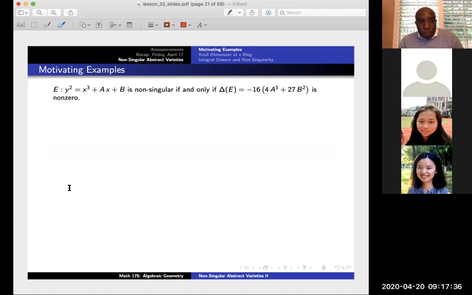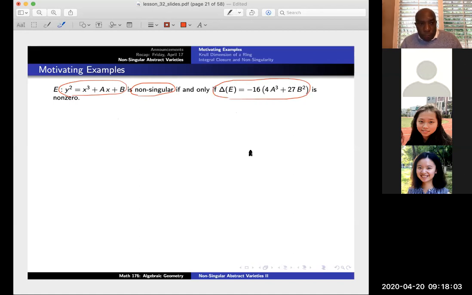So let's see all of this at play and focus very specifically on an elliptic curve. Let's try to make everything very down to earth to see if we understand what's happening. We have here a cubic curve in short Weierstrass form, and we know that this is non-singular if and only if this discriminant is non-zero.